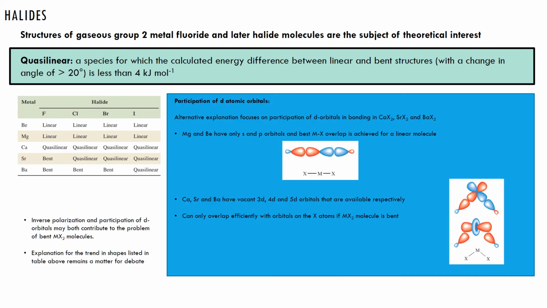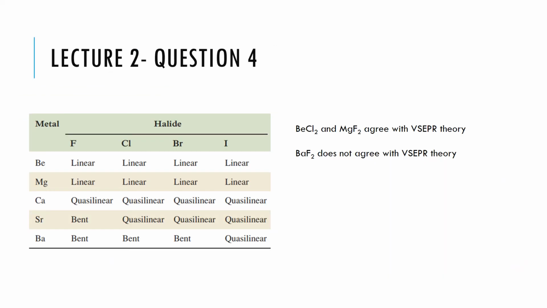The crux of the question here, which of course identify which ones agree with VSEPR theory. If you look at beryllium chloride and magnesium fluoride, we know that VSEPR theory predicts a linear shape, and indeed it's been shown that in the gas phase these molecules adopt a linear shape, so they agree with VSEPR theory. The trick with this question was to note that barium fluoride, BaF2, is much further down in group 2, and therefore is likely to adopt, or does adopt, a bent structure in the gas phase, and therefore does not agree with VSEPR theory.